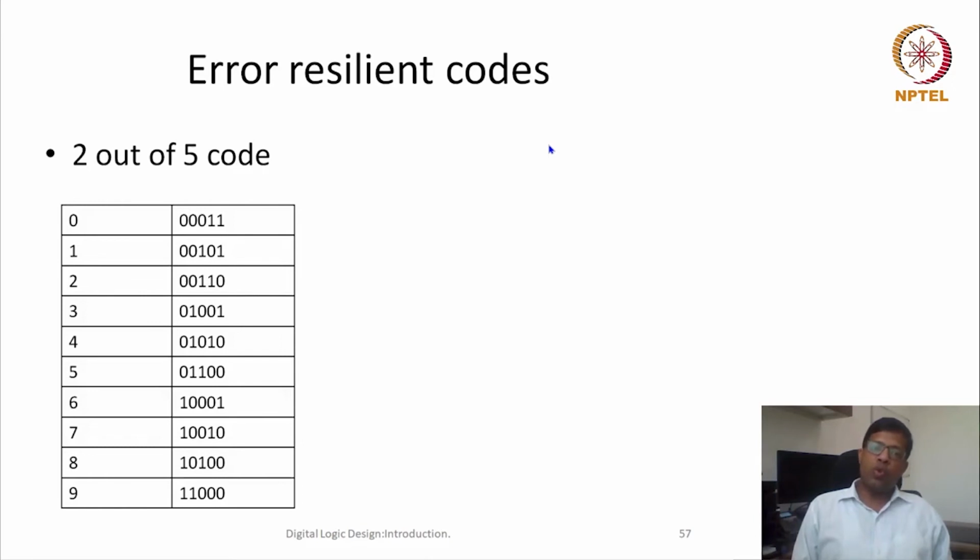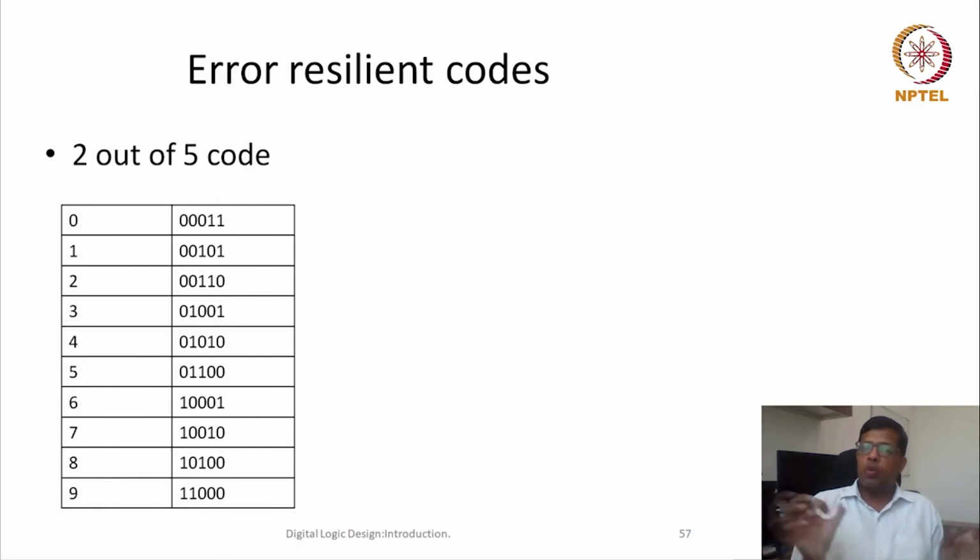So this 2 out of 5 code is also a BCD representation, because I can represent again these 10 symbols using this 2 out of 5 code. Here the property is that each code is a 5-bit code and only 2 ones are there, but these 2 ones are at different positions.